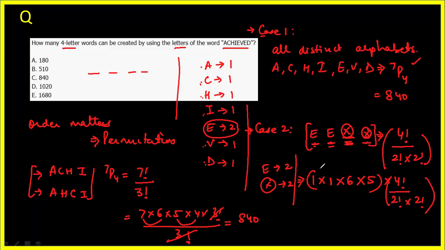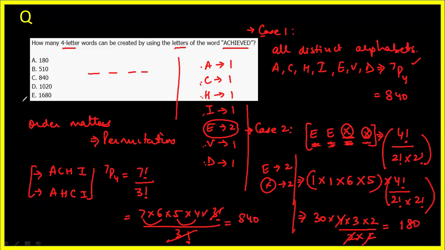Now, how many words can be formed such that 2 E's come? Let's simplify this. 6 into 5 is 30, times 4 factorial, that is 4 into 3 into 2, divided by 2 times 2. So the 4 gets cancelled out. 30 times 3 is 90, and 90 times 2 is 180.